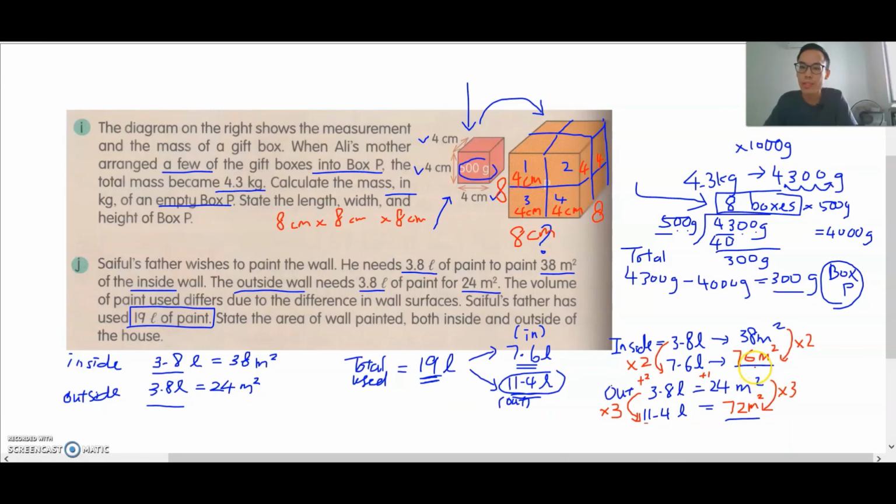So my answers will be inside wall, we would paint 76 square meters. Outside wall, we would paint 72 square meters. Okay, again, there are more than one correct answers. You can allocate different amount. For example, you can do 10 liters for inside, 9 liters for outside. Then you need to solve the equation here. Okay, or you can do 12 liters for inside, 7 liters for outside. As long as the total is 19 liters, then you are right. Okay, there are more than one correct answers.